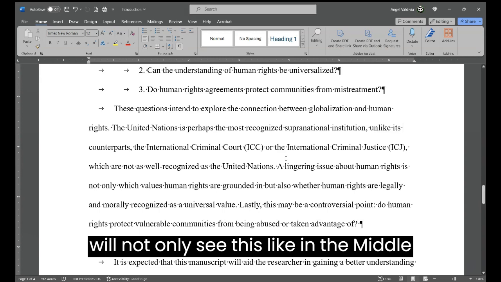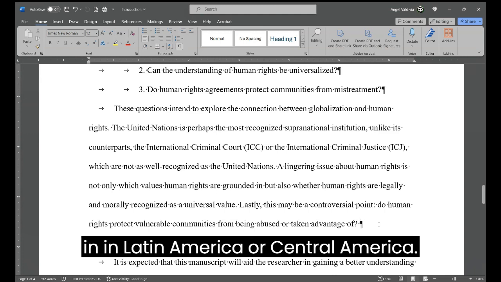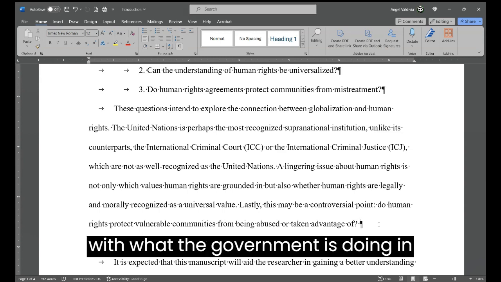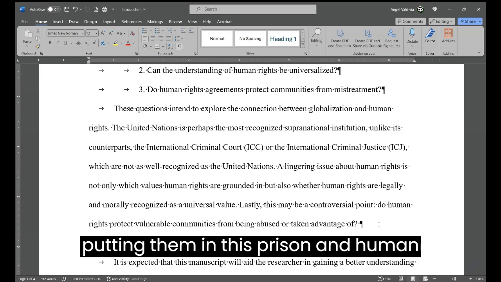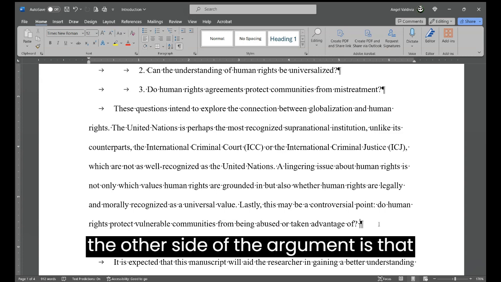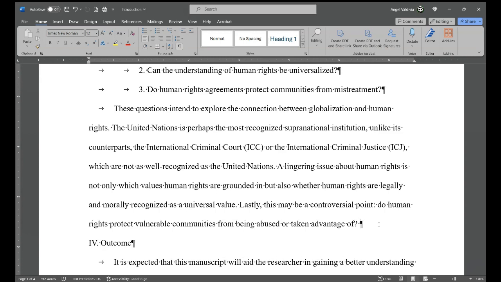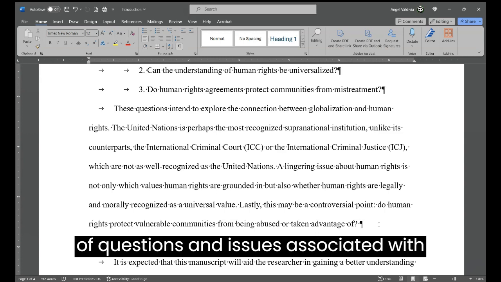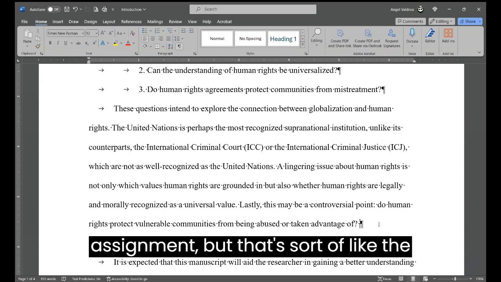You can see this not only in the Middle East, but in certain countries on the African continent, as well as in Latin America or Central America. For example, in El Salvador, the government is mass arresting gang members and putting them in prison. Human rights organizations are claiming that it's a human rights violation. But the other side of the argument is that crime and gang violence has actually gone down, I believe, by almost 80% or a little more than that. At least from an academic and philosophical perspective, there are a lot of questions and issues associated with that, but I'm not going to delve into those now or for this assignment, but that's the gist.